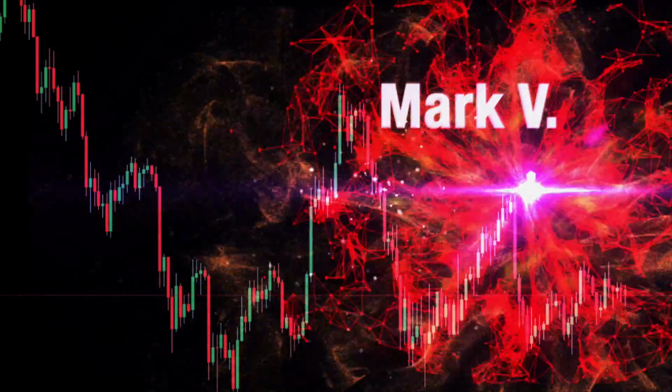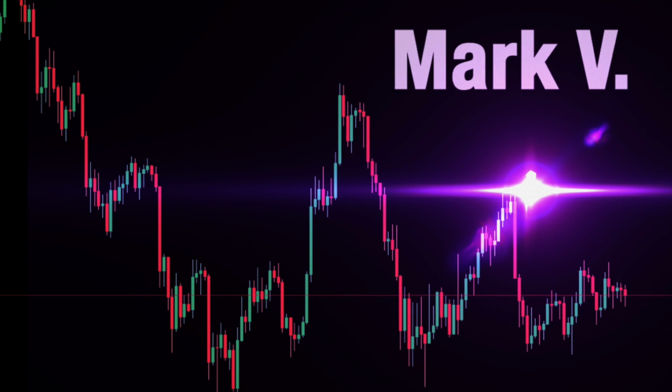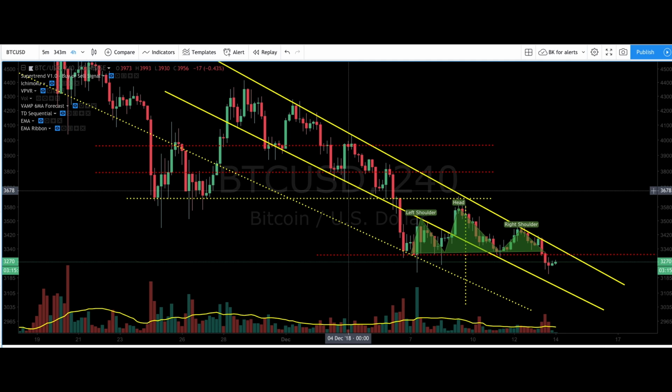We're going to look at Bitcoin on the USD charts and see where we may be going into the weekend. Let's get started. Okay, this is going to be relatively quick. We're looking at the USD 4-hour chart on Coinbase.